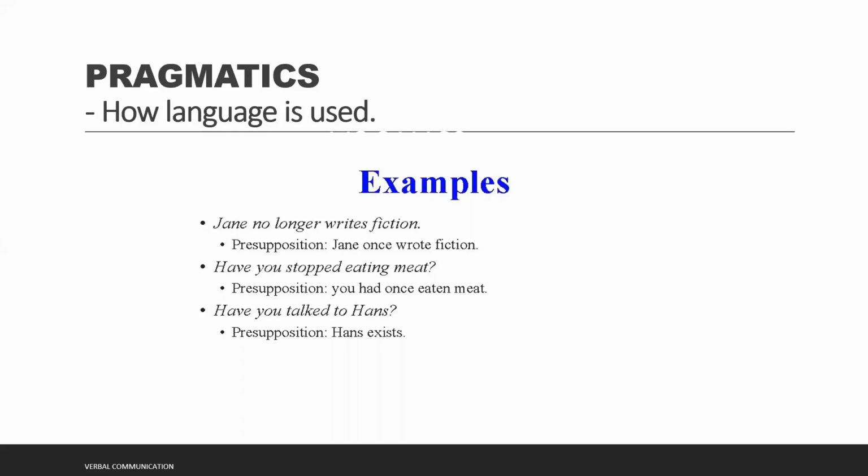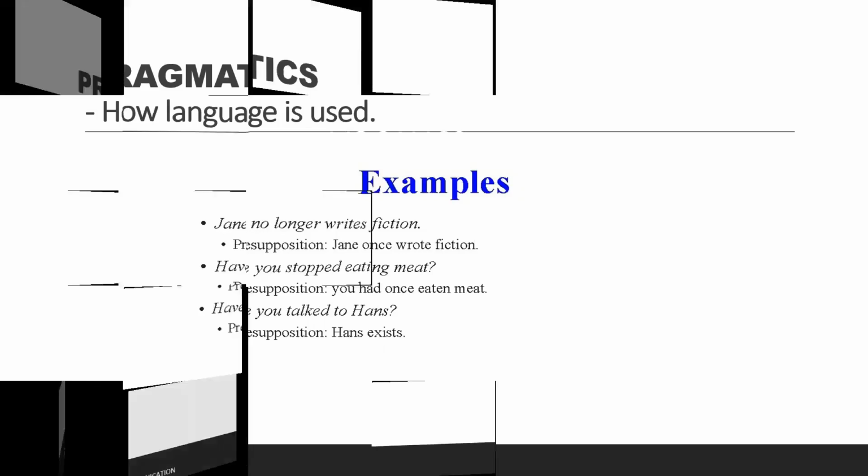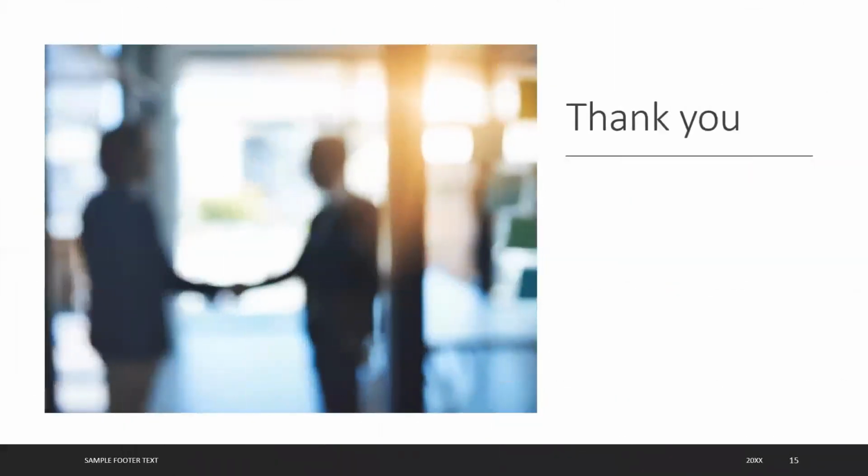And the next up is have you talked to Hans? Because we presuppose that Hans really exists and you were able to speak to him before. Okay, so these are the examples of pragmatics, or simply it is how we use our language in any form of communication. So those are the types and the kinds of communication. So those sum up our verbal and non-verbal communication.